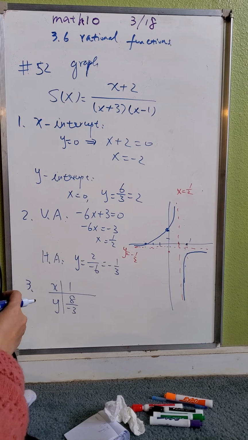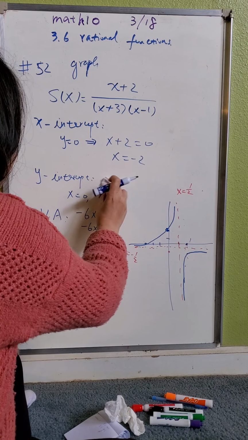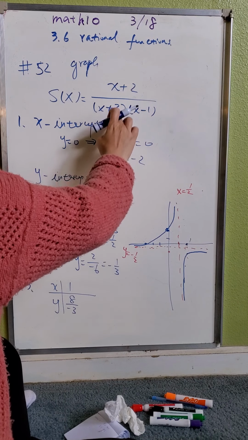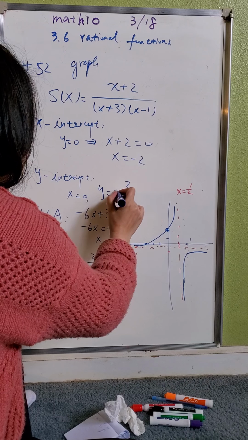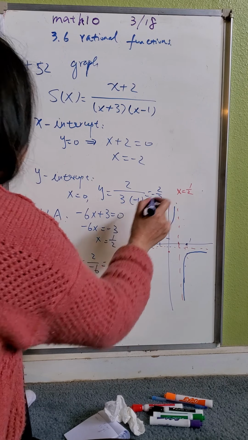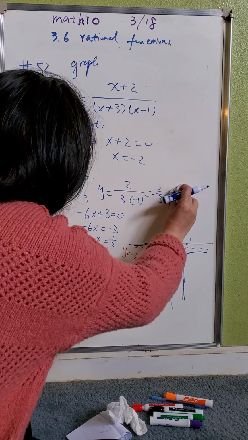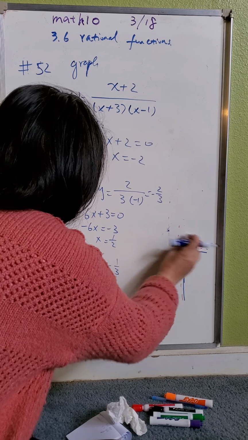And then for the y-intercept, it's x equals 0. Okay, when x equals 0, so that will be 0, 0, 0. So 2 divided by 3. So y is equal to 2 divided by 3 times -1, so it's -2/3. And I need to erase the picture from the last class, last problems.